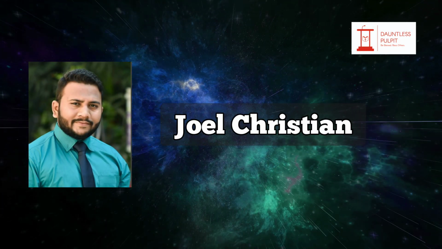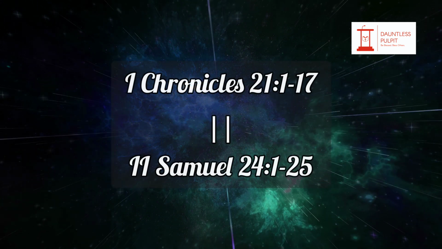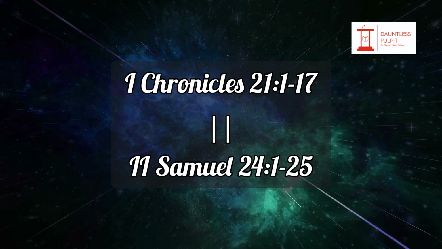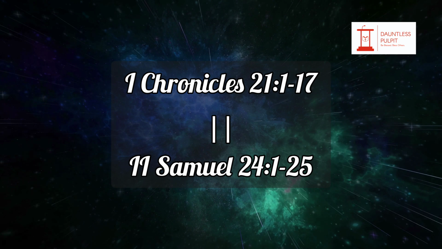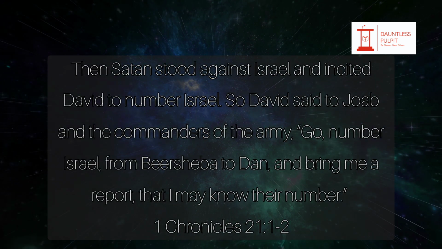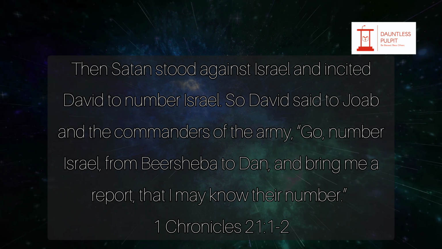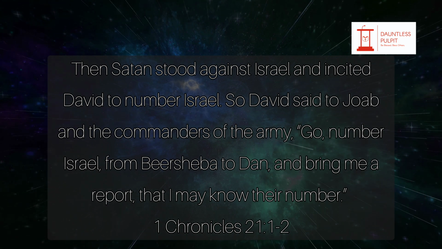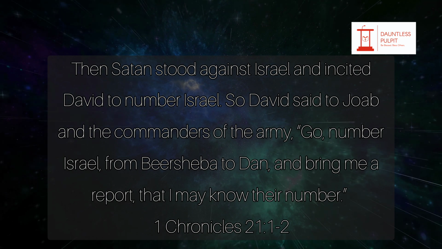One of the more frustrating problems in the Old Testament is how to parse the parallel accounts of 1 Chronicles 21:1-17 and 2 Samuel 24:1-25. In the first account, 1 Chronicles chapter 21 verses 1 to 2 states, "Then Satan stood against Israel, incited David to number Israel. So David said to Joab and the commanders of the army, 'Go, number Israel from Beersheba to Dan, and bring me a report that I may know their number.'"